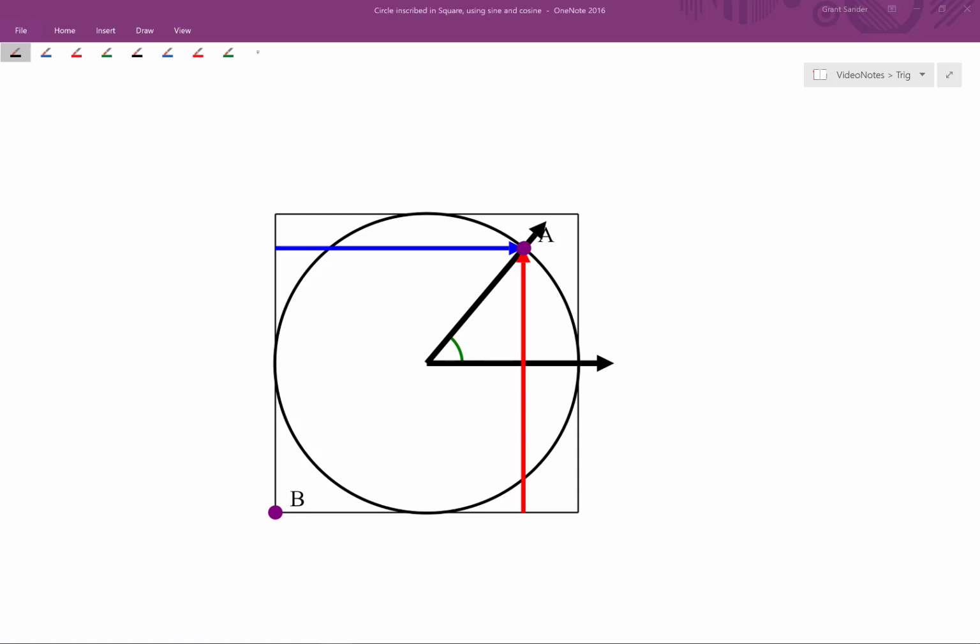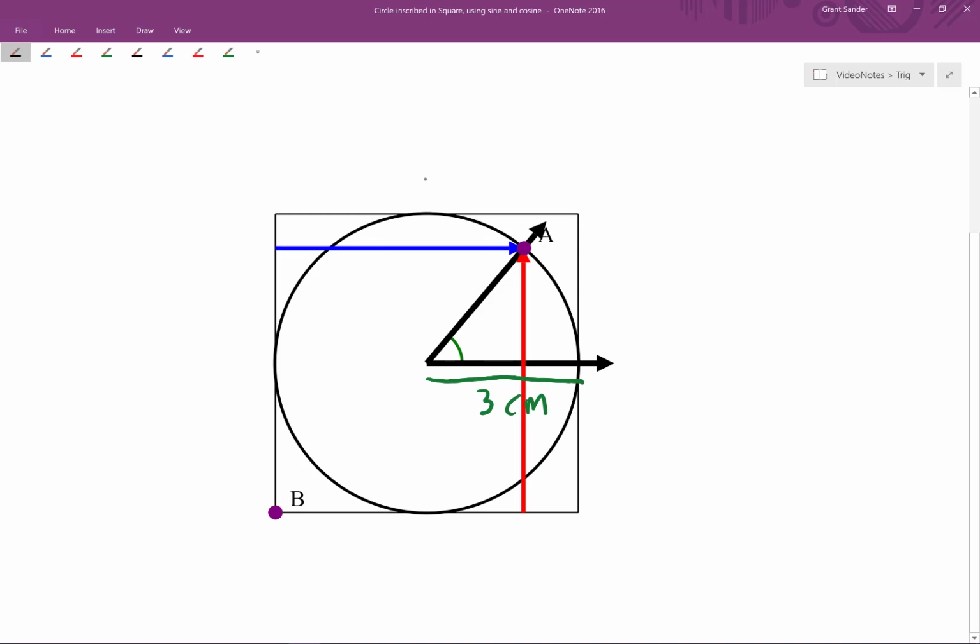Let's consider the following scenario. We have this point A that can move around this circle that is inscribed inside of a square. And we'll assume that this circle has a radius of 3 centimeters. Let's think about the distances that are marked here by the blue and the red vectors.